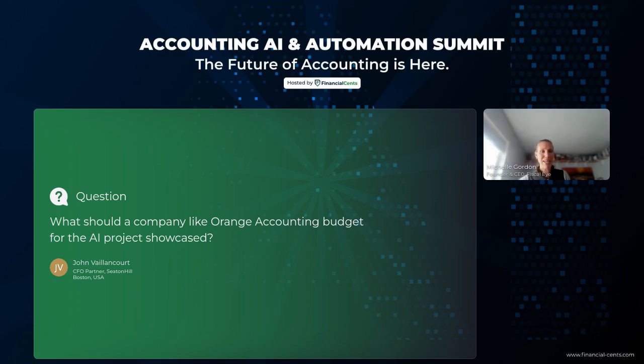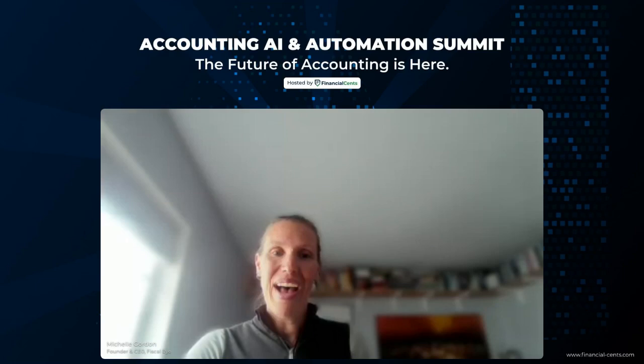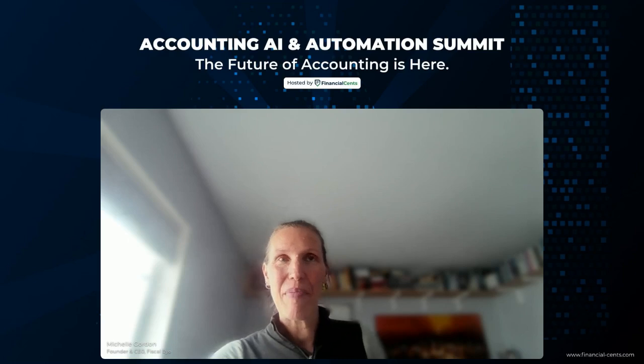What should a company like Orange Accounting budget for their AI project showcased? That is a great question. So again, it depends on the size. When we're looking at Orange Accounting, you're probably looking at an annual budget of about $400,000.